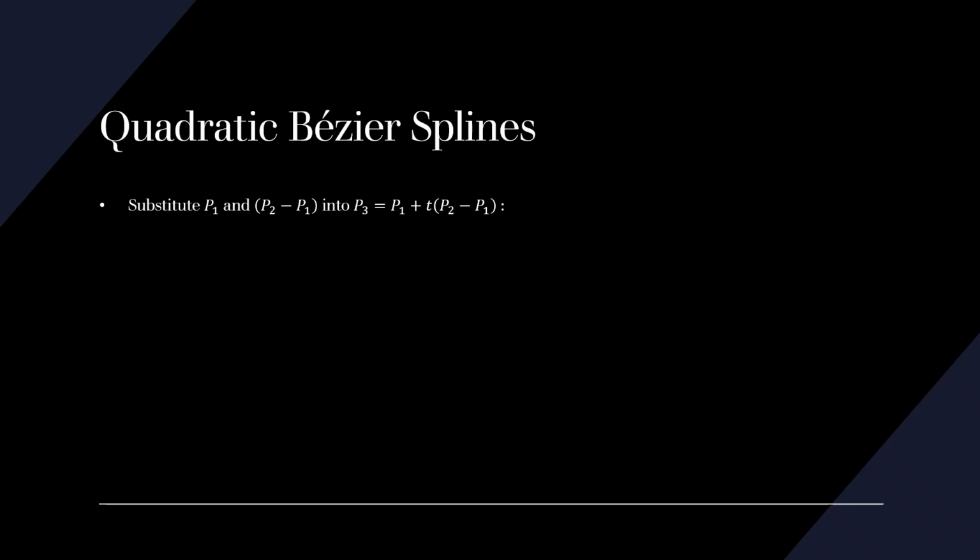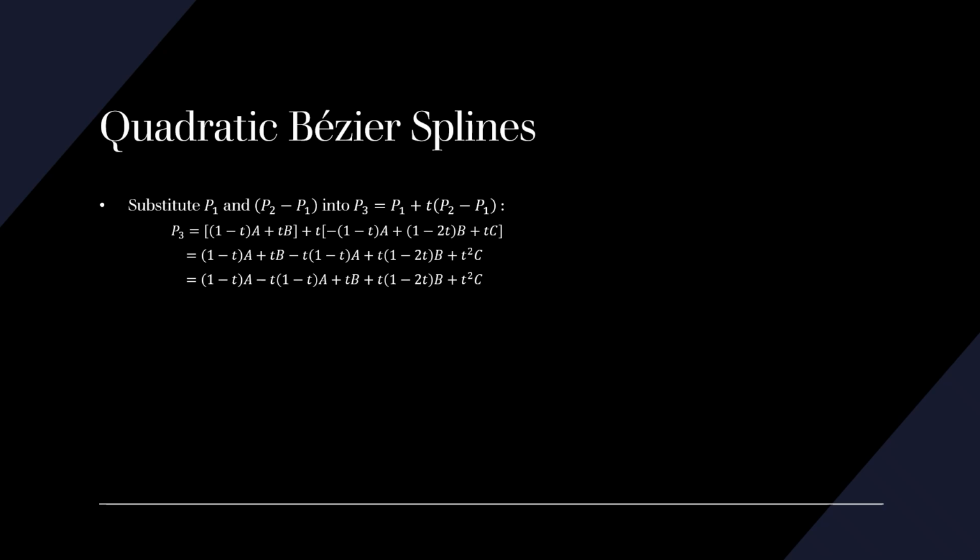So using the values that we calculate, P2 minus P1 and P1 itself, we can substitute these into our equation for P3, as shown here. Again, we multiply out brackets, collect like terms, and we end up with this equation here. So now what we actually have is we know the point P3 based solely on our start point, end point, control point, and the single value of t.